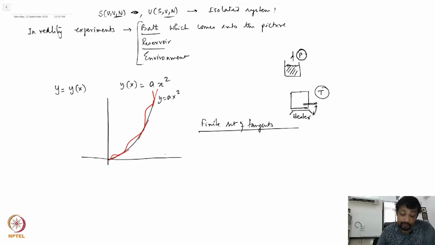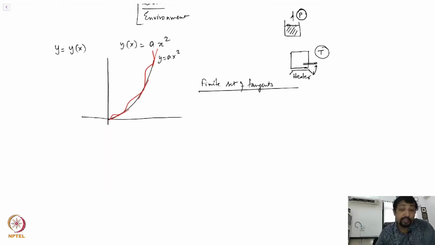But in principle, if I can specify the tangents at 3 points, I can specify the tangents at all points. That would mean I have specified the tangent here, here, here, all along the curve, and then there is no longer any ambiguity. I can reconstruct the curve from the tangents themselves. The equation of a tangent is mx plus c, a very simple equation, the equation of a straight line.